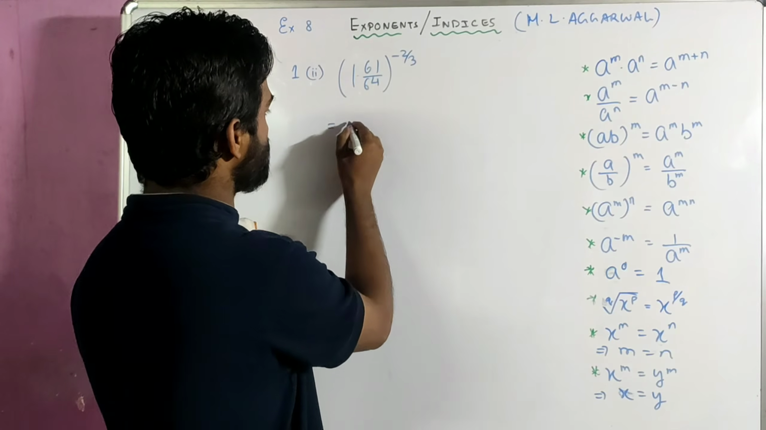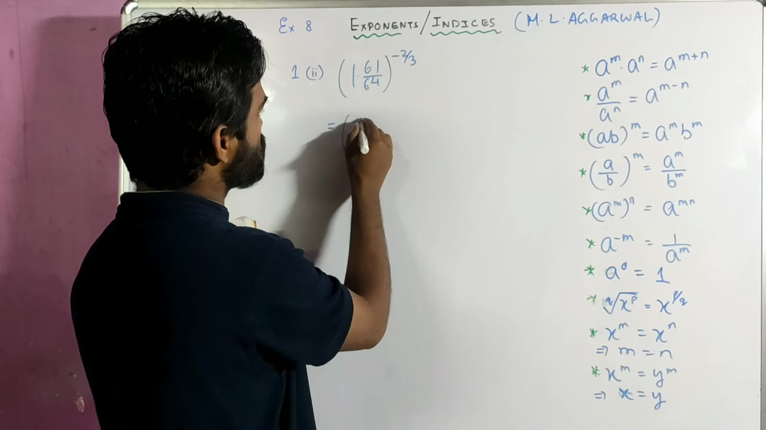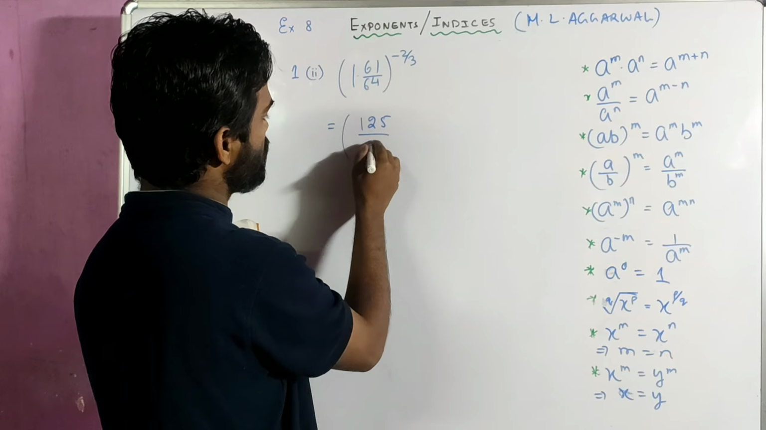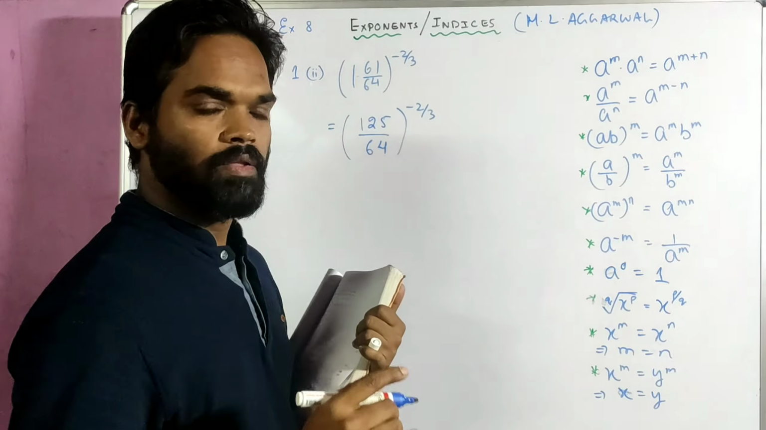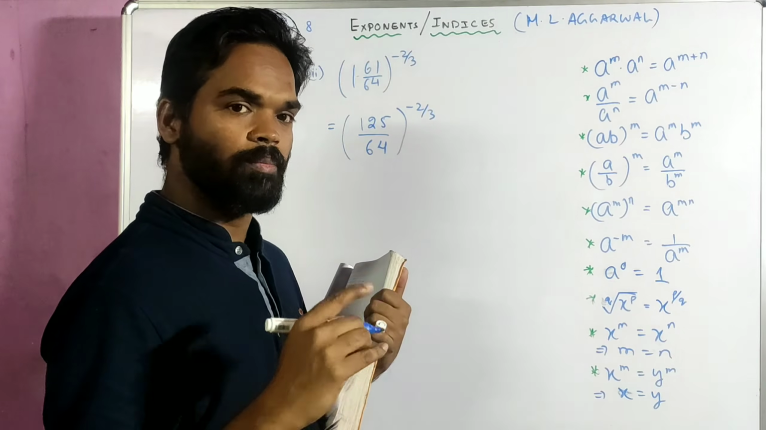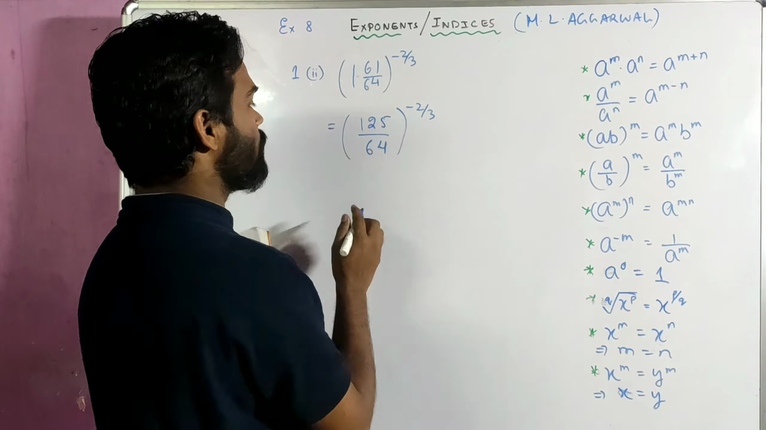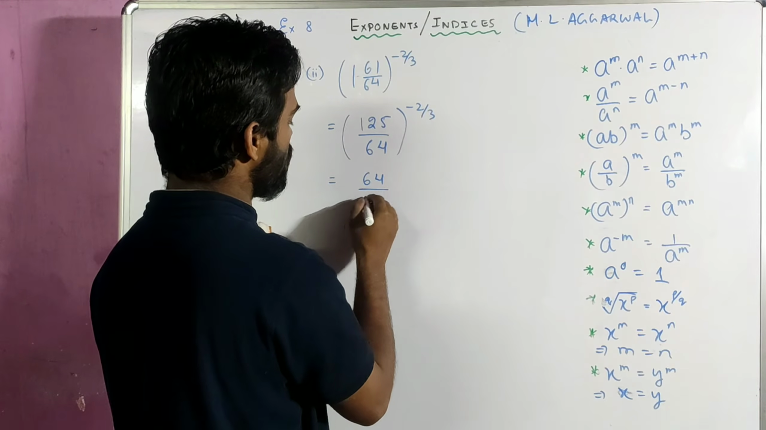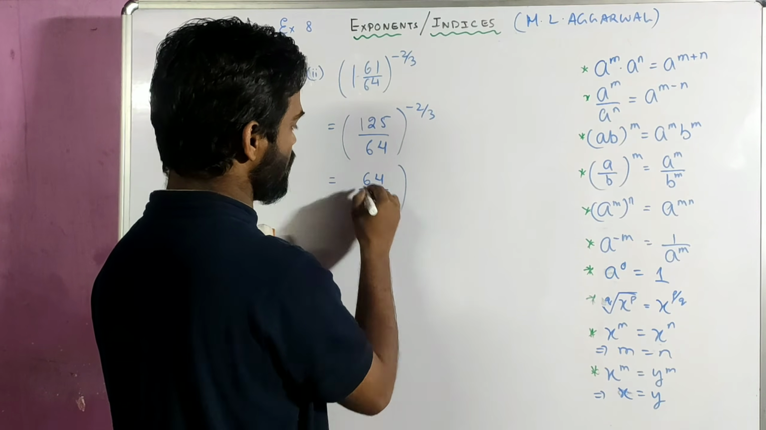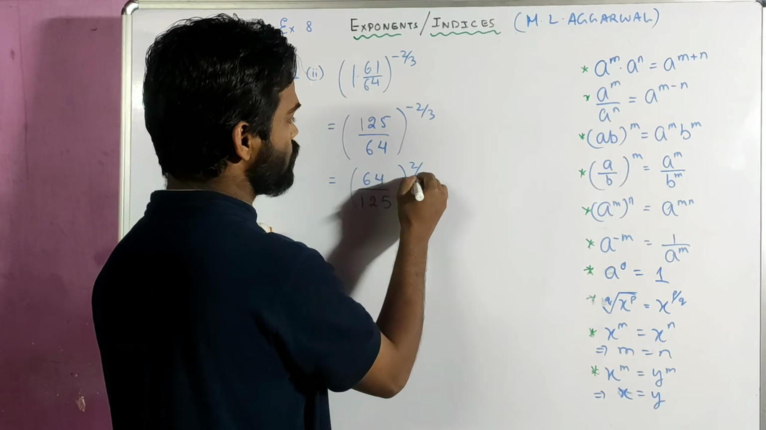Now this, if you see, can be written as 125 by 64 whole to the power minus 2 by 3. Now the power is negative. How to make it positive? This becomes a multiplicative inverse. So this becomes 64 by 125 whole to the power 2 by 3.